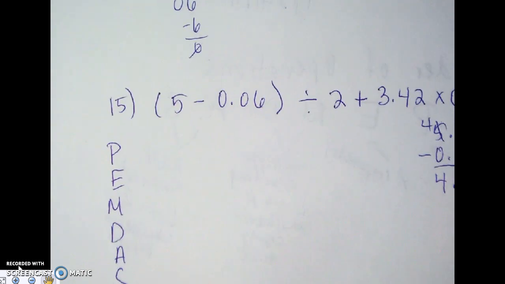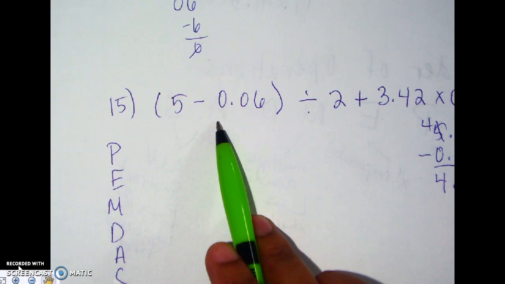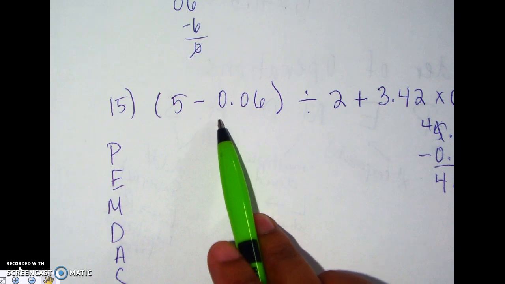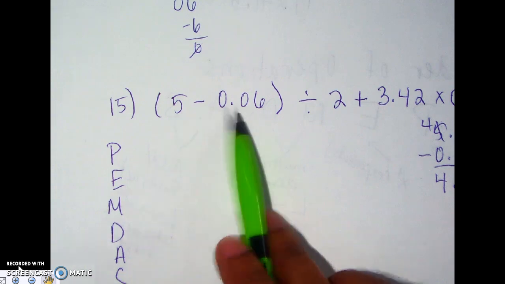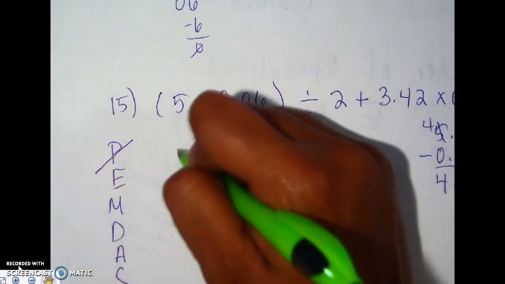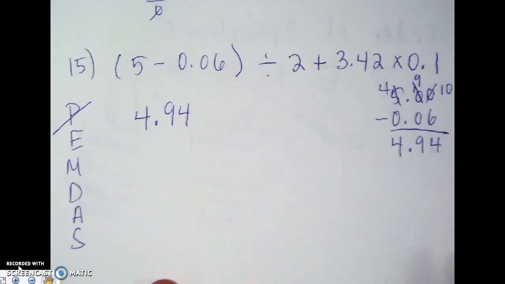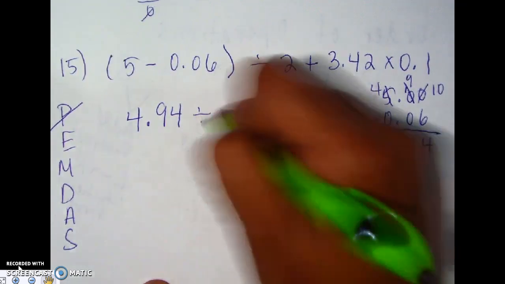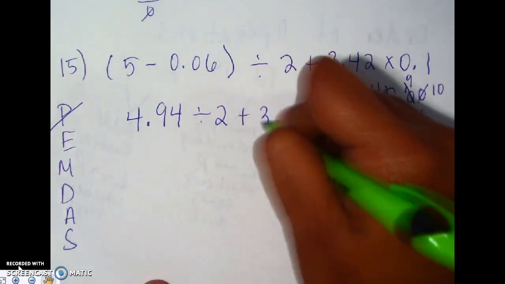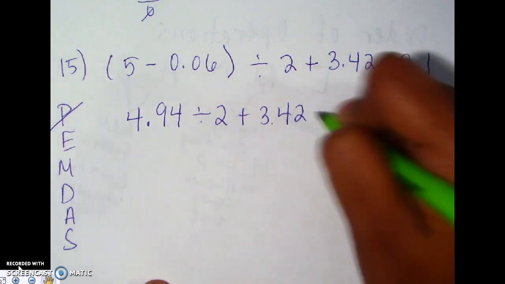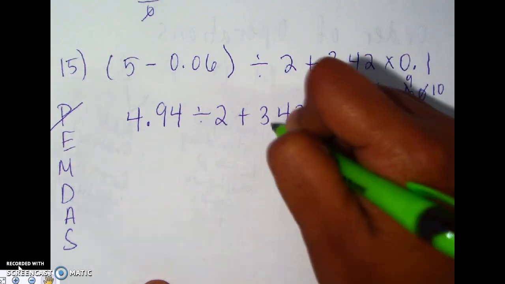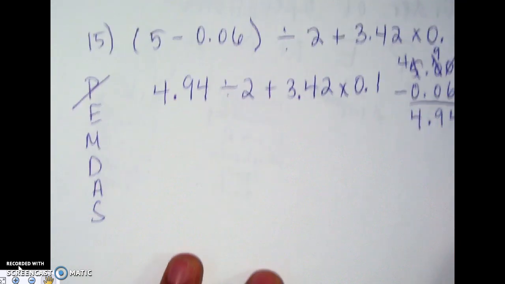So right now we know our parentheses is going to be the 4.94. And the thing is, you don't have to write parentheses anymore because you evaluate it. So parentheses are gone. So we're going to drop down in its place the 4.94, and then I'm going to write all my other terms just like they are, and then re-look at it again. All right, so parentheses are gone, okay?